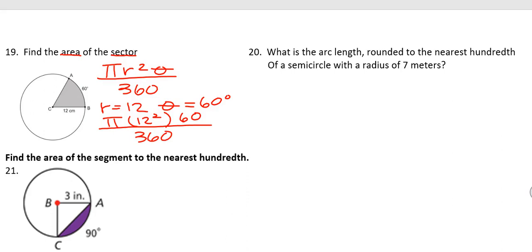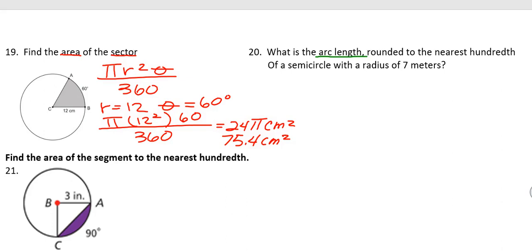Now remember, if it asks you for the answer both ways, then you're going to leave pi in one answer, and then you're going to multiply by pi. So when I multiply 12 times 12, that's 144 times 60, and I divide that by 360, I get 24. So my first answer is going to be 24 pi, and that's going to be centimeters squared. And then when I multiply that by pi, I get 75.4, again, centimeters squared.